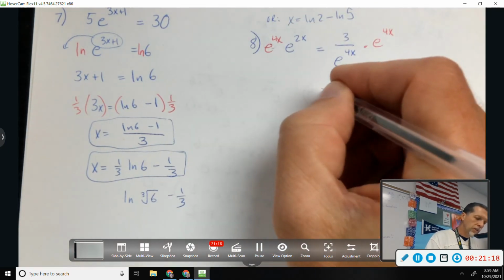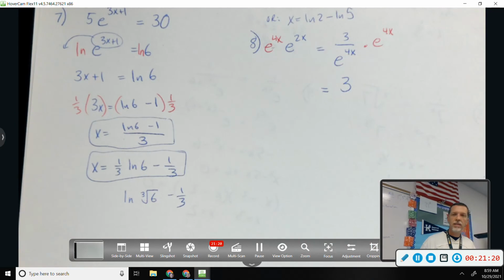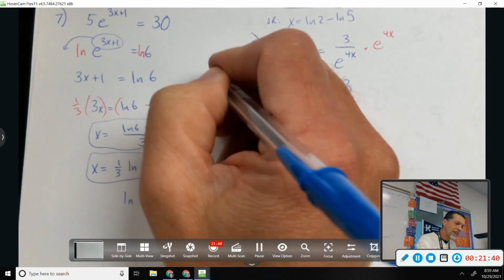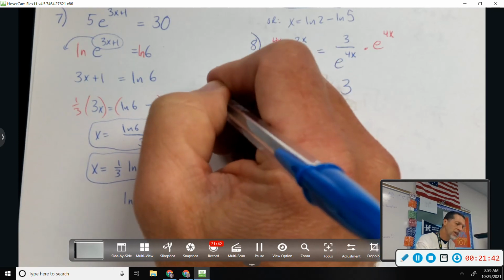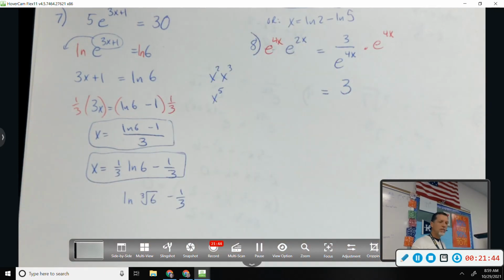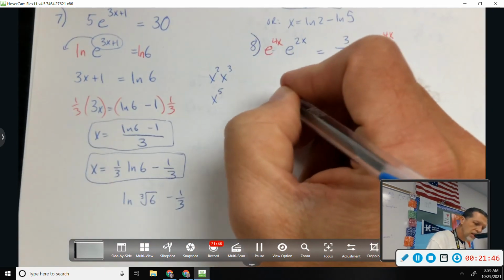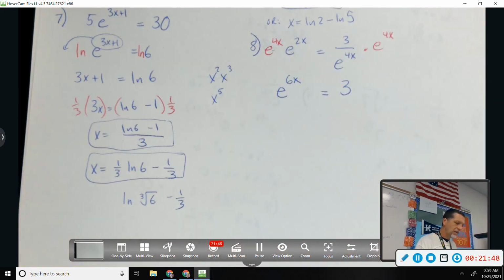Great news on the right-hand side. That's just 3. That's the reason we multiplied by e to the 4x, to make that e to the 4x go away. On the left-hand side, now I have to remember my exponent rules. e to the 4x times e to the 2x is e to the 6x, just like x squared times x cubed is x to the 5th, because you add the exponents. So e to the 6x.